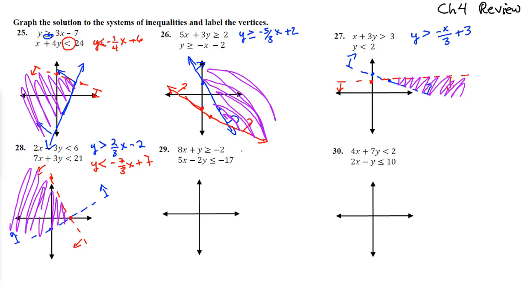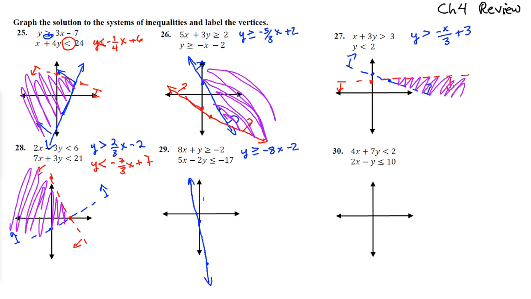Subtract 8x from both sides and we get y is greater than or equal to negative 8x minus 2. So we're at negative 2 and we have to go down 8 over 1. So down 8 over 1. Whoo, that's really steep. And so this is a solid line right there.